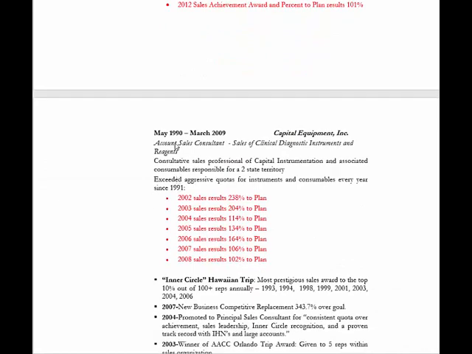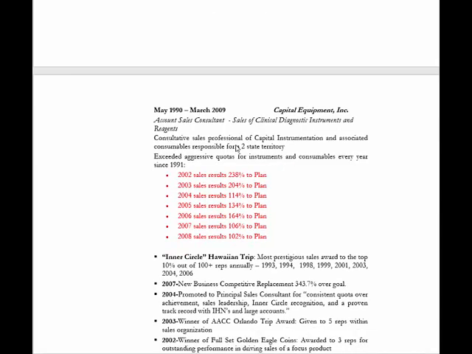Here's another, nice long tenure, formatted properly. There again, account sales consultant, sales of clinical diagnostics instruments and reagents. So this person sells capital equipment and reagents, and that's typically sold into hospitals and to reference labs. You could have stated that here. Sales of clinical diagnostics instruments and reagents to hospitals and reference labs might have been a little bit more effective. So anyway, that's a good summary.